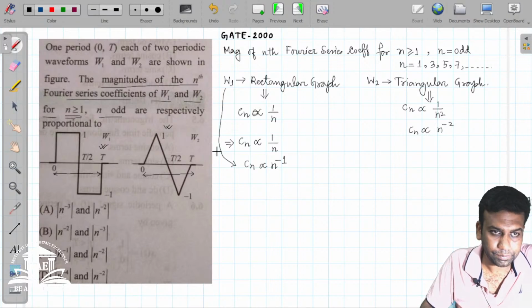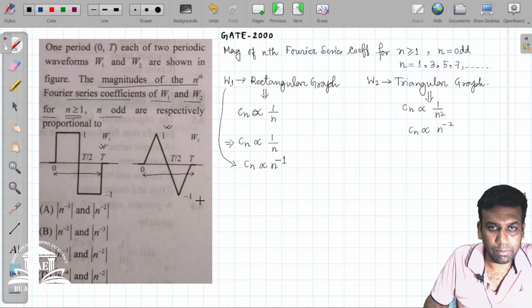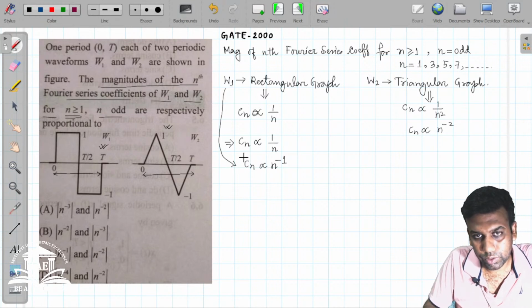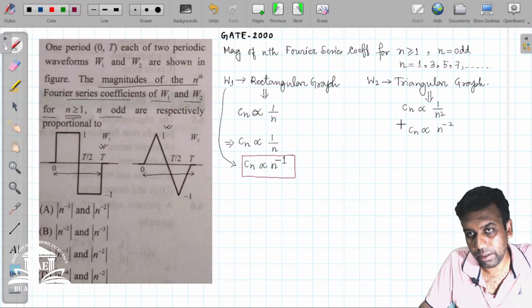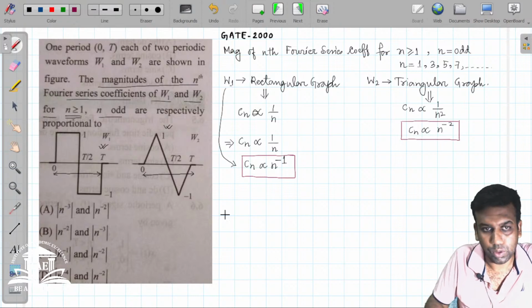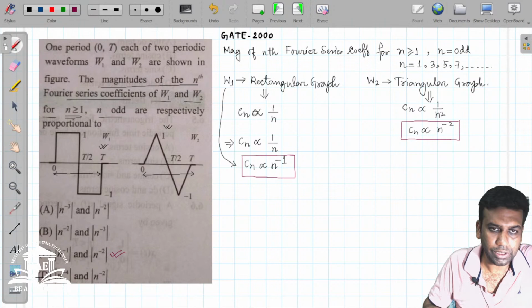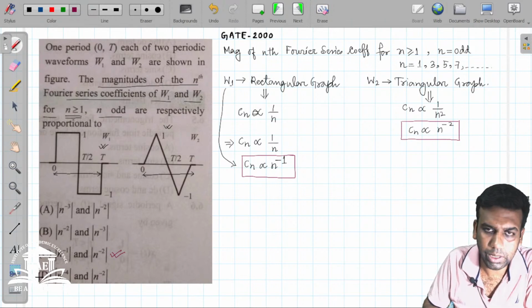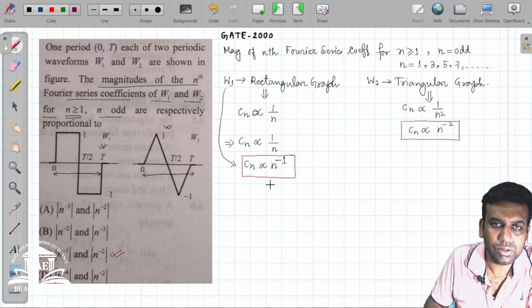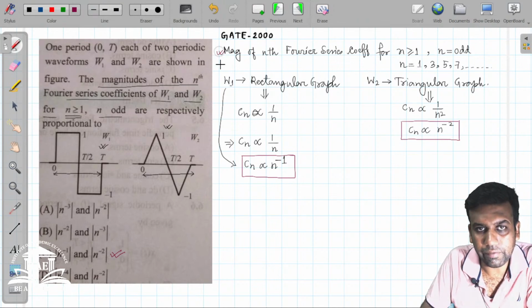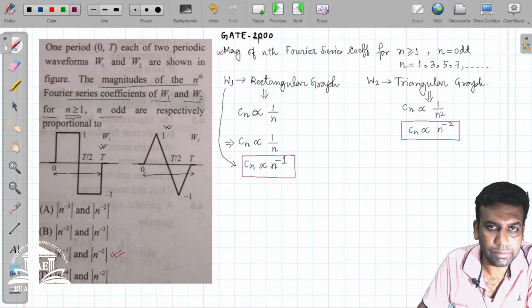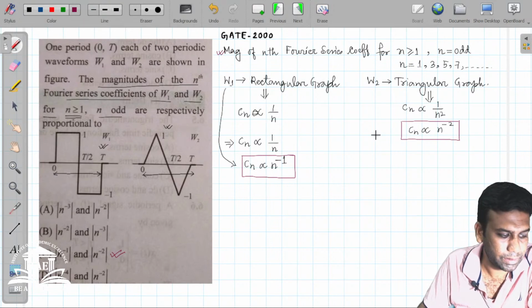So that means what will be the answer? Answer will be this one. So Cn will be proportional to n to the power minus 1 and Cn will be proportional to n to the power minus 2. So option C is the right answer. So this is how we can find it. There is a derivation also, we will not go for the derivation. So this is a trick of finding the rectangular graph Fourier series coefficient and triangular graph Fourier series coefficient.